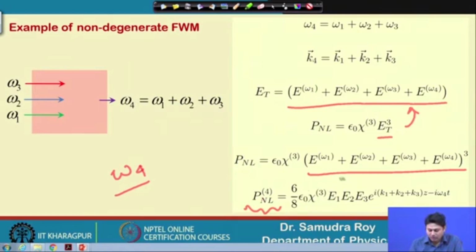So, how can one get the combination? Omega 1 plus omega 2 plus omega 3. That means E 1, E 2, E 3, the amplitudes of these 3 waves, should be multiplied. The exponential term with k 1, k 2, k 3 will be there, and I will have a frequency component omega 4, because if I multiply these three things, then I will have a frequency component omega 1 plus omega 2 plus omega 3. So, this is essentially omega 4.